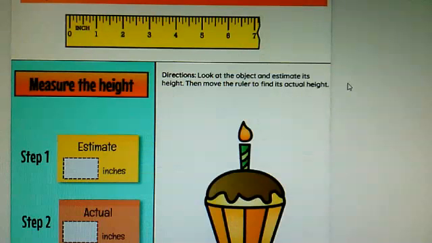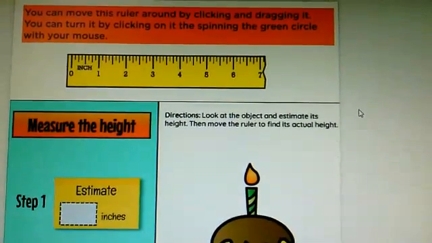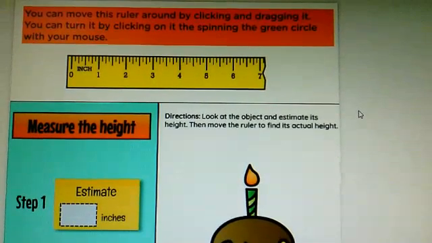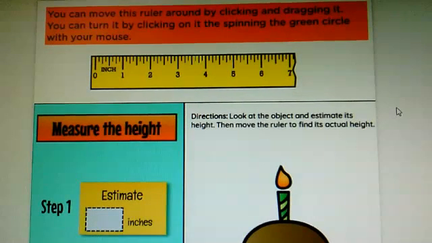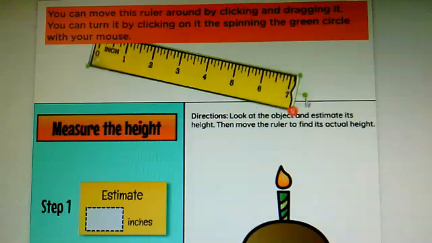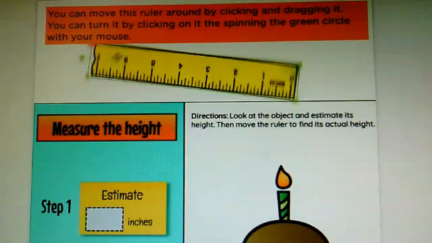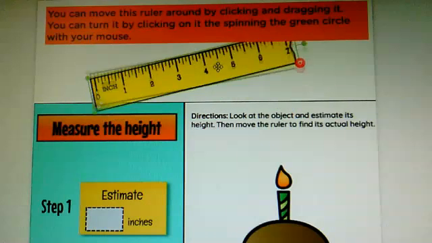When you get to the cupcake page, up at the top, it says you can move this ruler around by clicking and dragging it. You can turn it by clicking on it and spinning the green circle with your mouse. Let me show you what I mean. If I hover my mouse over this, you'll see that you get a green outline. If you click on it, you get a green circle right here at the top. If you click on that circle and hold down the button on your mouse, you can move this ruler. You can go all the way around in a circle. Okay? Woohoo! It's kind of fun.